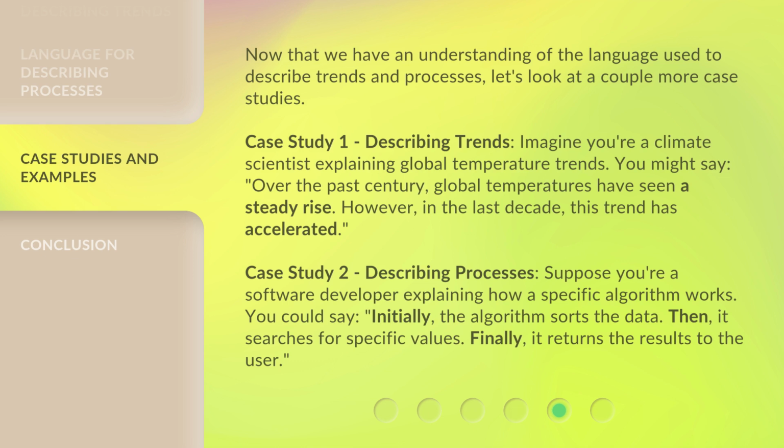Case Study 2: Describing Processes. Suppose you're a software developer explaining how a specific algorithm works. You could say, initially, the algorithm sorts the data. Then, it searches for specific values. Finally, it returns the results to the user.